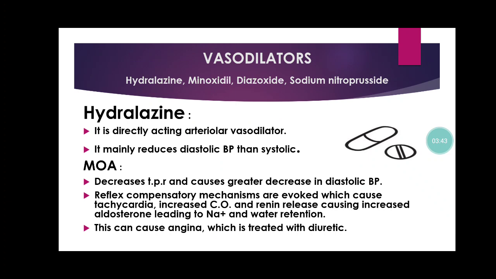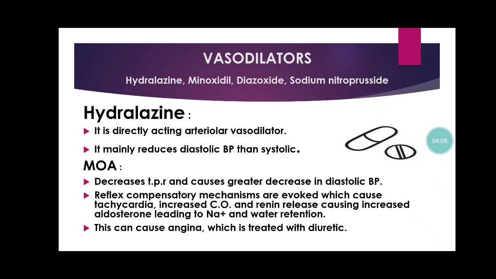The next class of drugs is vasodilators. It includes hydralazine, minoxidil, diazoxide, and sodium nitroprusside. First off, hydralazine. It is a directly acting arteriolar vasodilator which mainly reduces the diastolic BP more than the systolic BP. The mechanism of action is: it decreases the TPR and causes a greater decrease in diastolic BP.